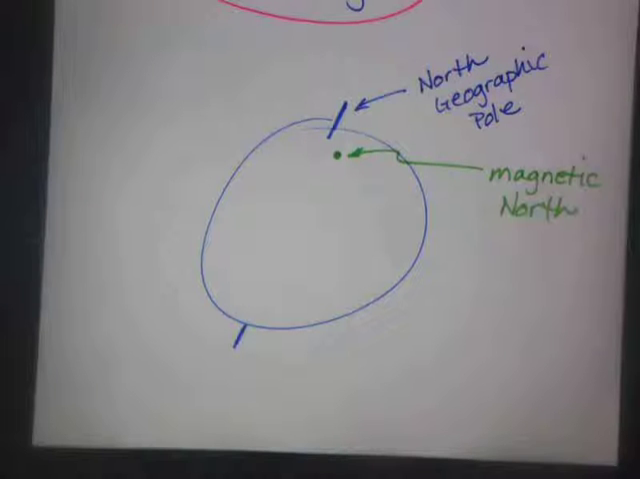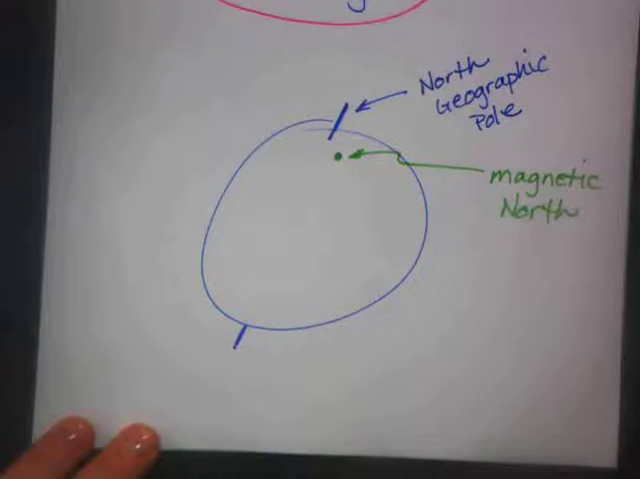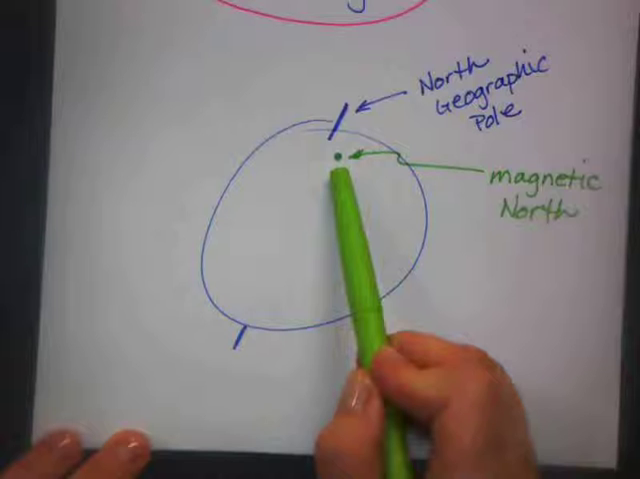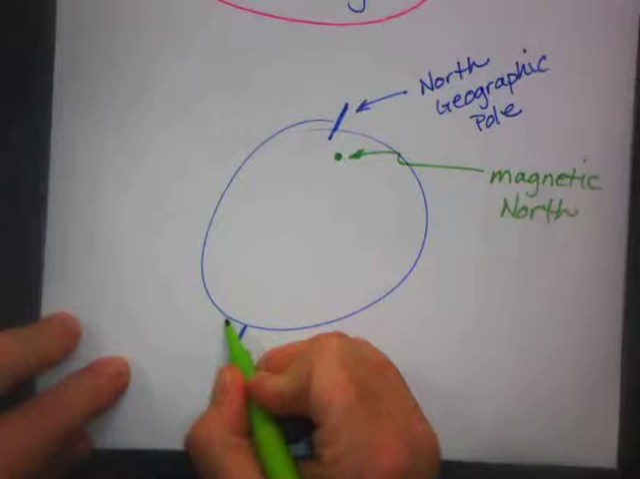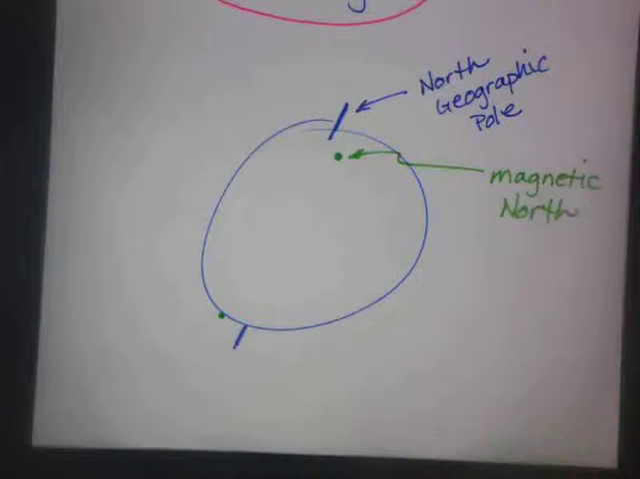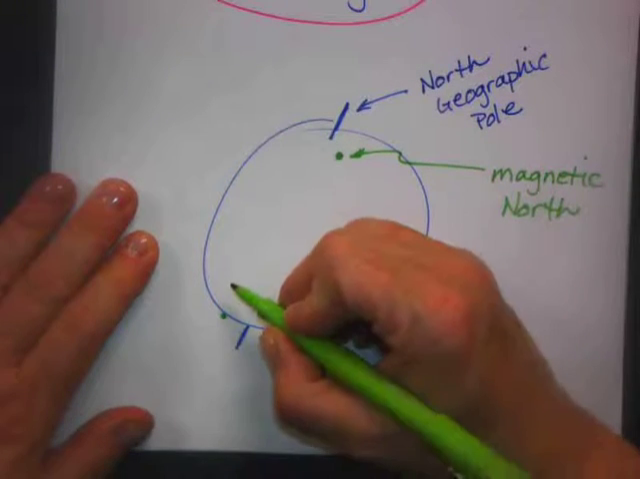The compass is going to behave like it normally does. If you stand on the North Geographic Pole, your compass will point south-ish, depending on where you are. So, this is magnetic north. Magnetic south is, again, not quite at the south pole, but magnetic south is down here. But it's covered in ice.